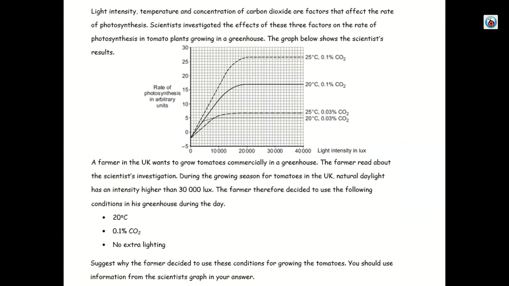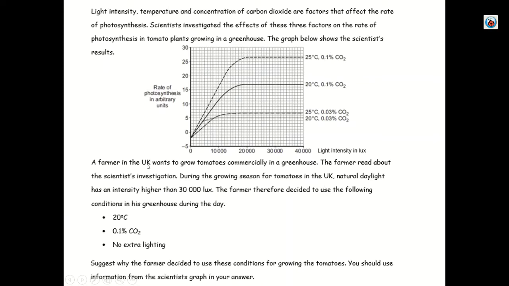This is an exam question, so I'll read through it with you first of all, and then we'll look at what it's telling us. Light intensity, temperature, and concentration of carbon dioxide are factors that affect the rate of photosynthesis. Scientists investigated the effects of these three factors on the rate of photosynthesis in tomato plants growing in a greenhouse. The graph below shows the scientists' results. So we've got a graph. On the graph, we've got light intensity at the bottom on the x-axis. And each line has got a temperature and a carbon dioxide concentration.